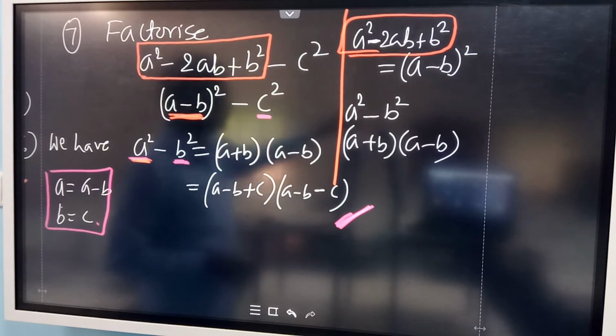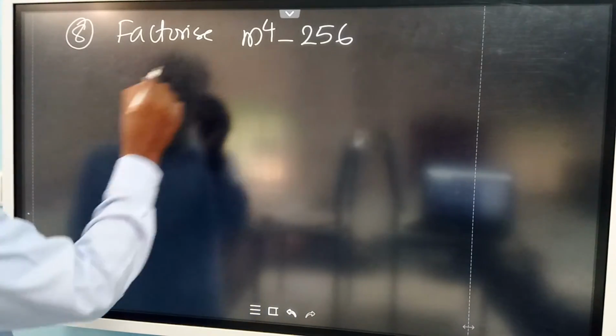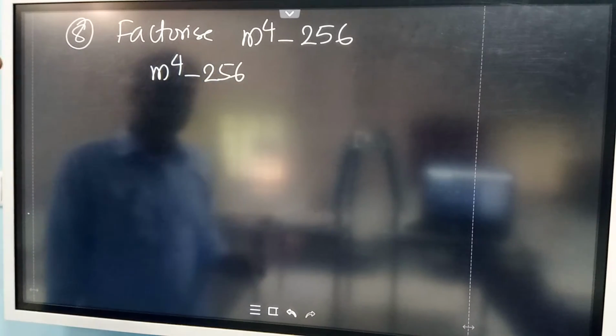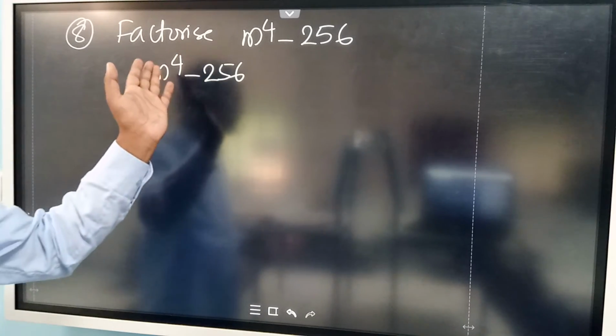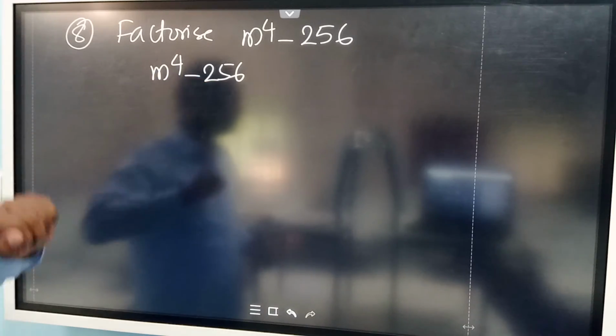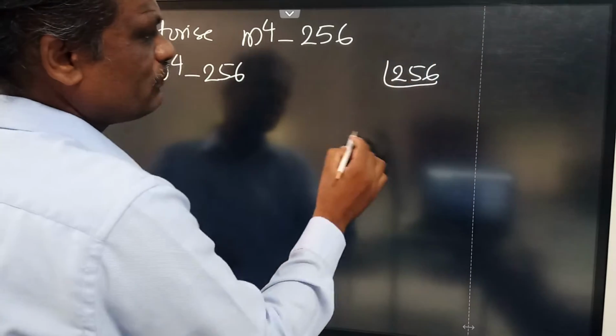The given question is like this: m to the power 4 minus 256. So it is a term with the fourth power. Can you express this also with the fourth power? m square plus 4... Factorize this using prime numbers.